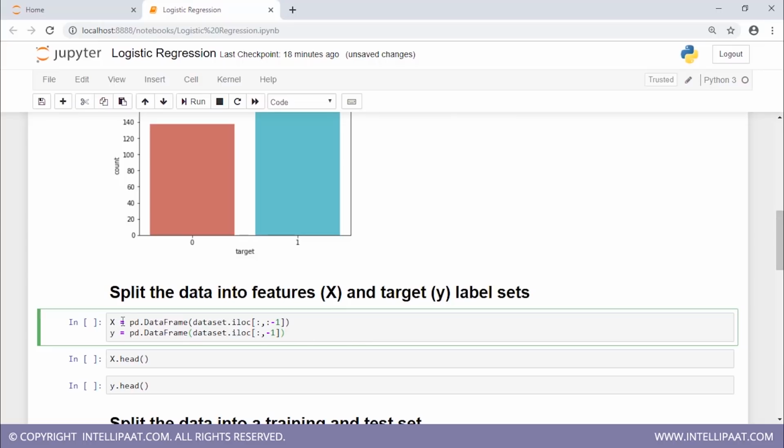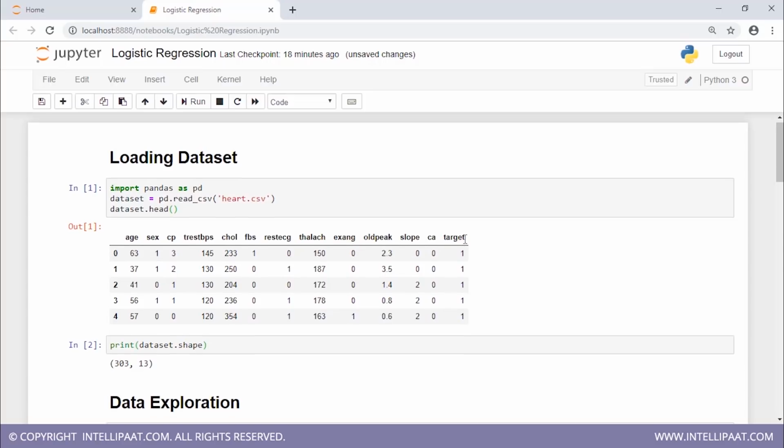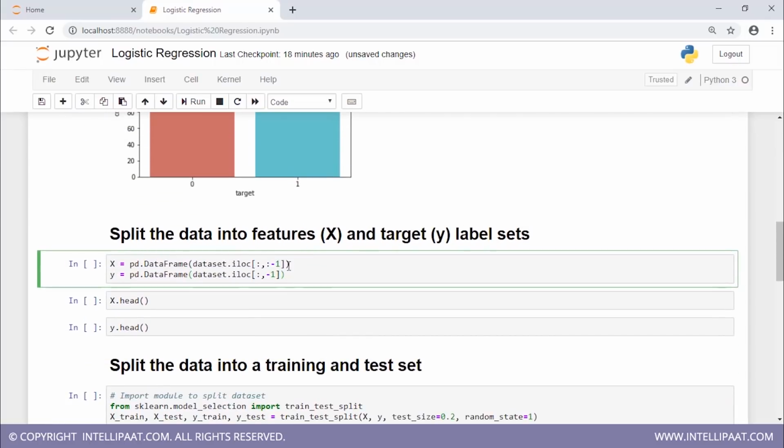So I'm storing all of the features into this X object. All of these 12 columns would be my features, and this target column would be my label, or my dependent variable. And this is how I'm going to divide the data set. I'm going to extract all of the columns except the last column and store it in this X object. Similarly, I'll only take the last column and store it in this Y object.